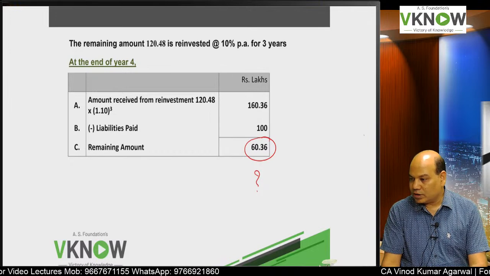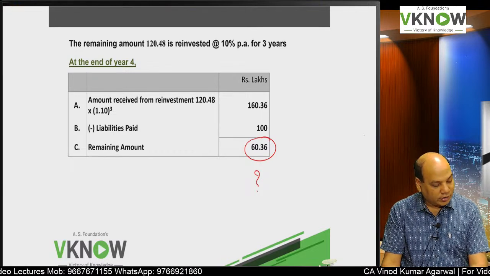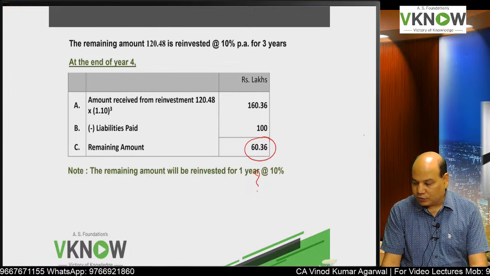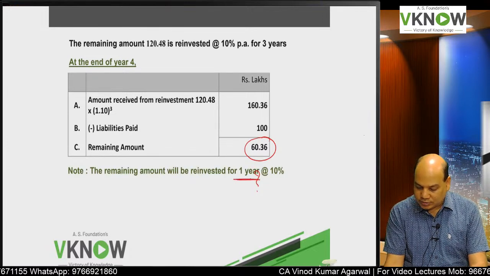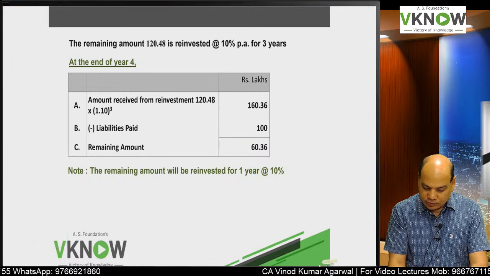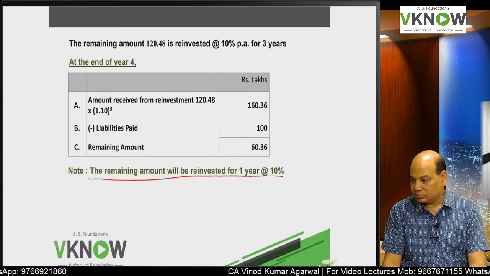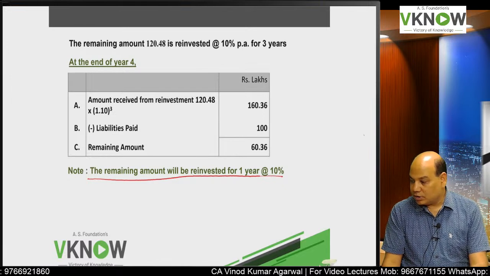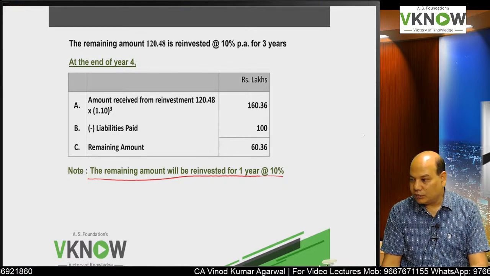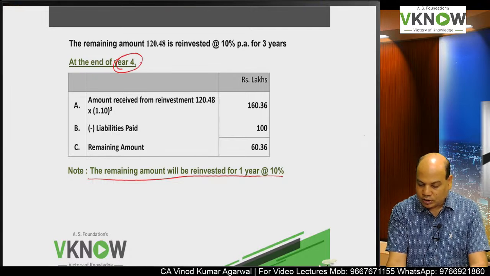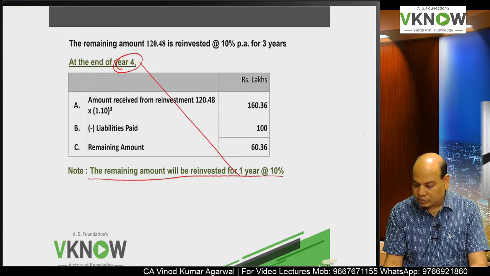So when is my next liability? My next liability is at the end of year 5. So we will invest it for how many years? We'll invest it for 1 year. Correct. We'll invest it for 1 year at 10%, because the next liability will fall due at the end of year 5. We are standing at the end of year 4. So the gap is 1 year.